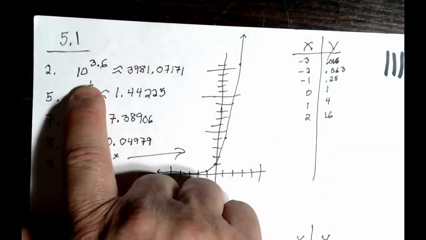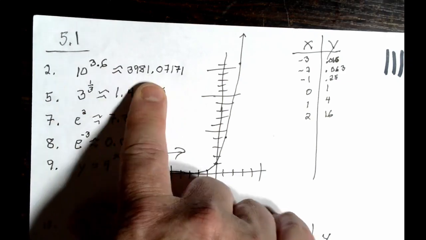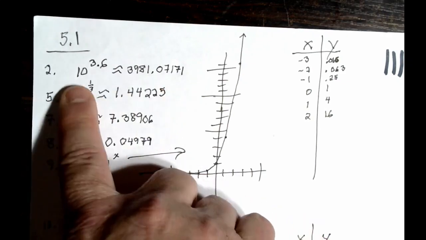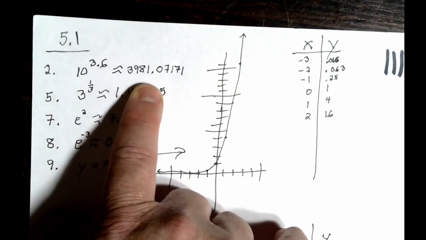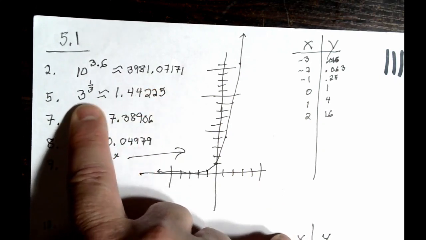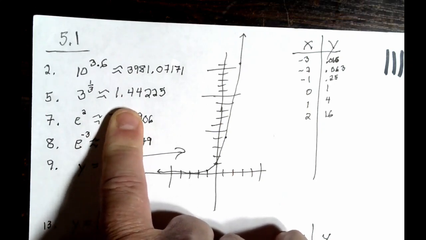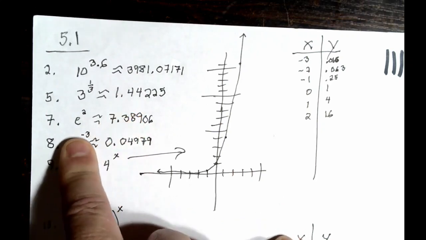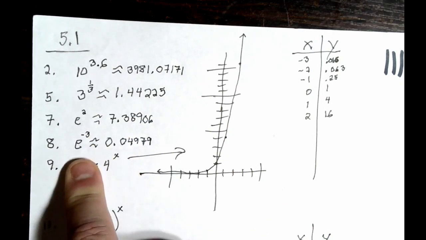So what they're doing here is they're just asking you to figure out what 2 raised to the 3.6 is, and you use your calculator, type in 2 and hit the hat key, and then type 3.6 and enter. Okay, and 5, same thing. 3 raised to the 1 divided by 3 is roughly 1.44225. 7 is e to the 2, or e squared. 8 is e to the negative 3.